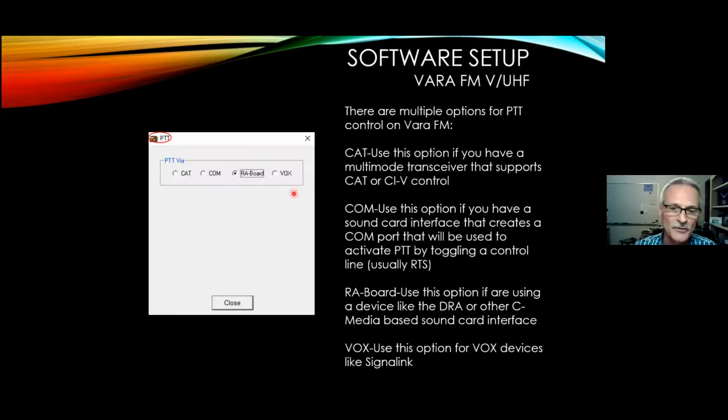And then finally, if you're using something like a SIGNALINK that has a VOX card in it or a VOX function in it, then you select that, which basically tells VARA in this case that I'm not going to assert the PTT. You're going to do that on your own, utilizing the interface.